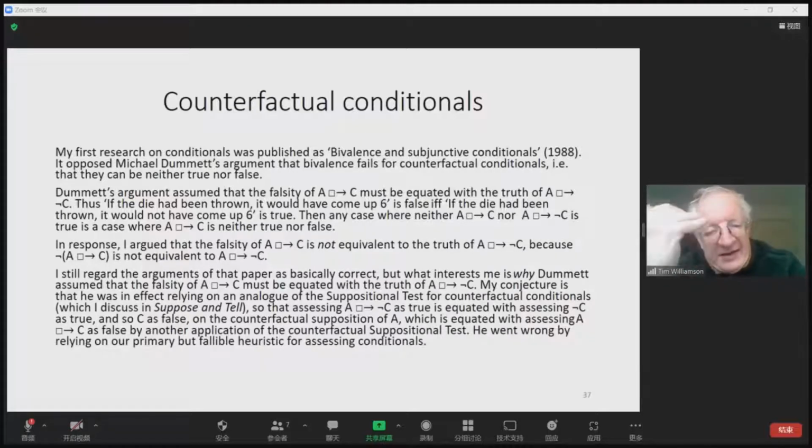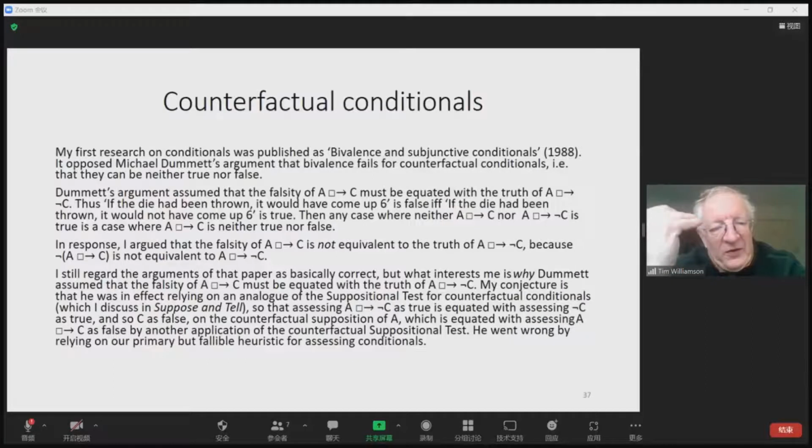One thing I should add here is that the original suppositional test I was talking about was for indicative conditionals, but I think there's a slightly subtler analog of it for counterfactual conditionals. And I explain in the book how you can derive one of these from the other.